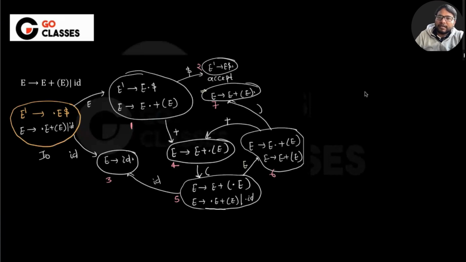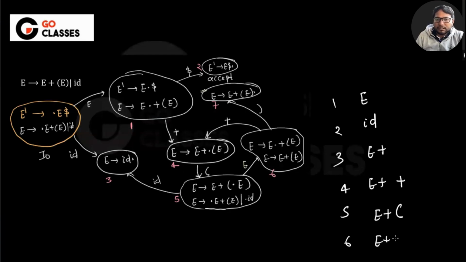Just tell me, can E appear on the stack? Can ID appear on the stack? Can E plus appear on the stack? Can E plus plus appear on the stack? Let's suppose this is 1, this is 2, this is 3, this is 4, this is 5. Can E plus bracket appear on the stack? This is 6, let's suppose E plus bracket E, can this appear on the stack? Can just a closing parenthesis appear on the stack? Can a closing parenthesis and then E appear on the stack?